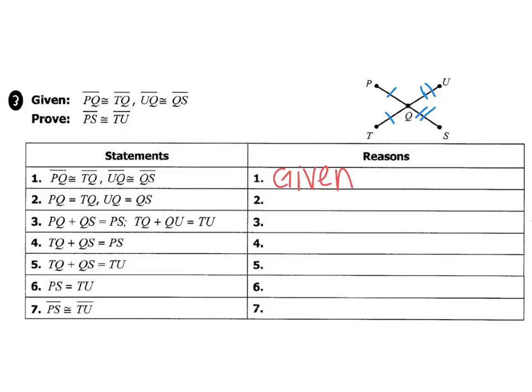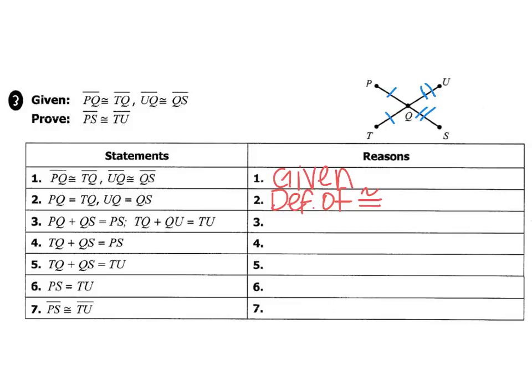So, starting with statement number 2, we've got PQ equals TQ and UQ equals QS. What changed from statement 1 to statement 2? We went from saying the segments are congruent to their measures are equal. So anytime we go from congruent to equal or equal to congruent, that is always the definition of congruence.